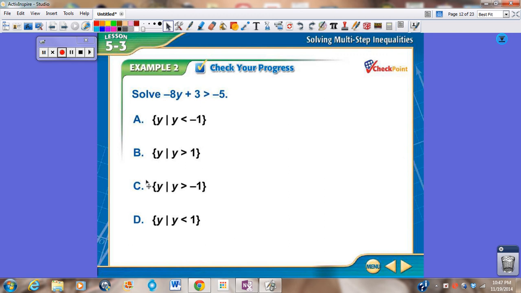Now, here's one for you to do. Again, keeping in mind, you're going to subtract 3, and then you're going to divide by negative 8. So work this one out, and then jot your answer down.